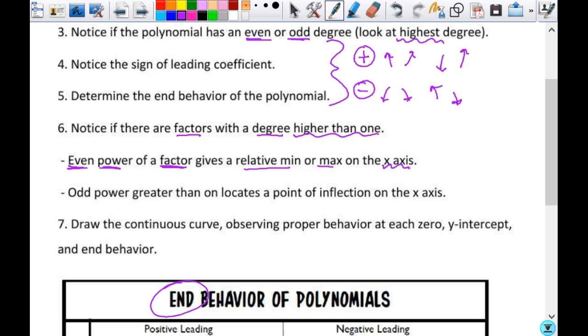So what this equates to is basically a bounce. It's going to bounce off the axis. Okay, whether it's coming up from underneath and it just hits it and goes back down, or from the top and bounces and comes back up.